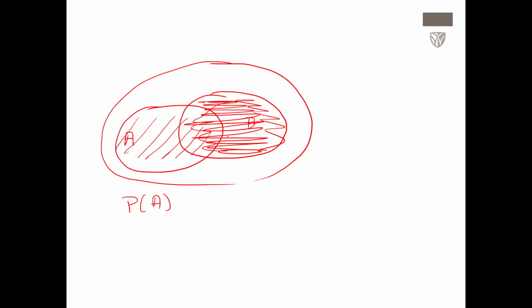And so now the likelihood that A occurs given that B has occurred is just this part here in the overlap, right? So it's the probability of A intersect B divided by our new basis, which is the probability that B has happened. Right, so that's the idea here.